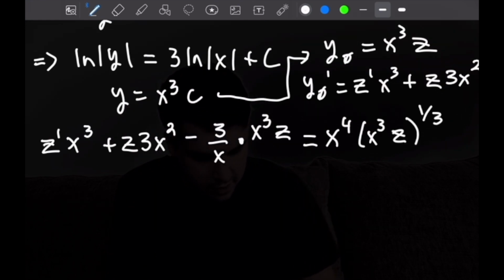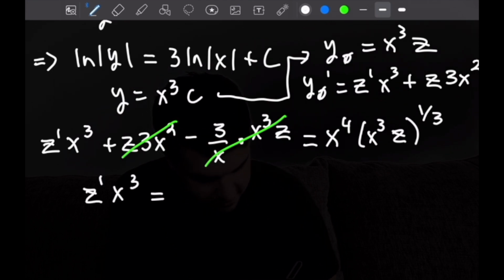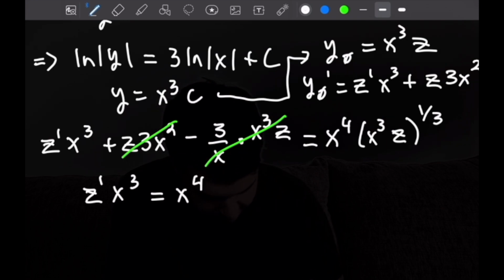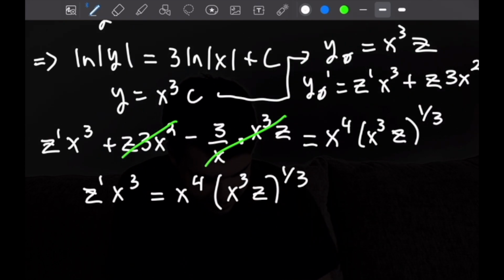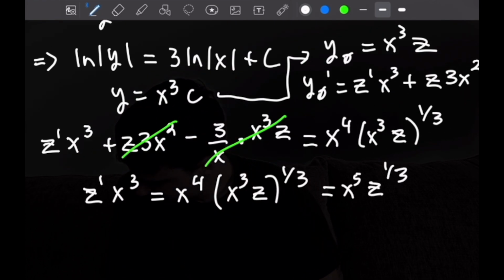And we can see that we've done our substitution right, as our middle two terms here will cancel out, which will give us the following separable differential equation. We'll get that z prime times x cubed is equal to x to the 4th times x cubed z to the 1/3 power. And we will go ahead and rewrite this right-hand side as x to the 5th times z to the 1/3 power to make our separation of variables easier.